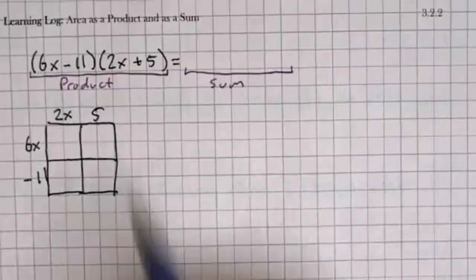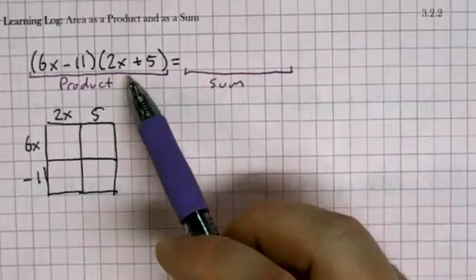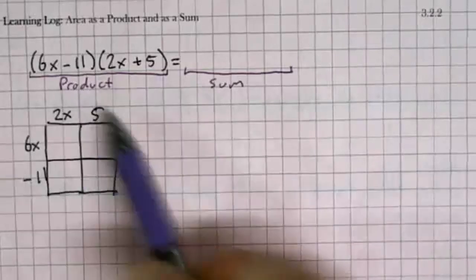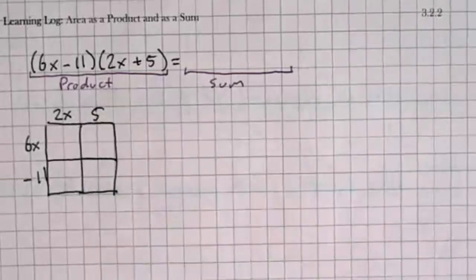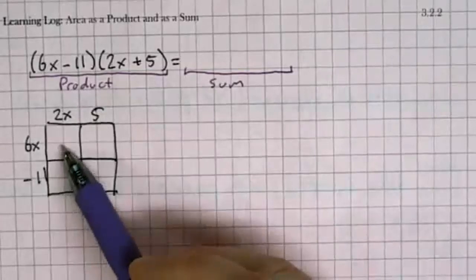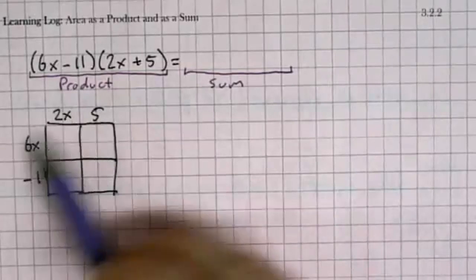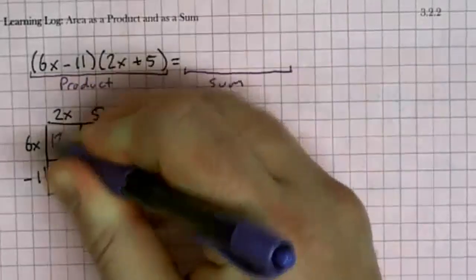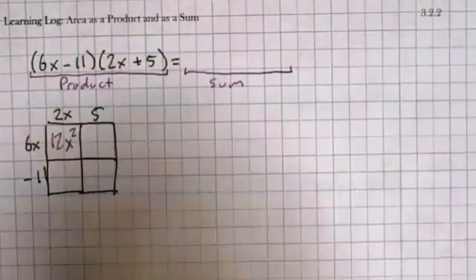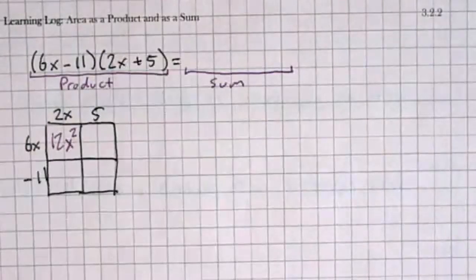Okay, so they gave us a product. We put it on the outside of the box, it always goes on the outside of the box. On the inside, we just need to multiply. For each of the boxes, you just multiply what's off to the side by what's up above. So I would go 2 times 6 is 12, and x times x is x squared. So 12x squared in that first box.